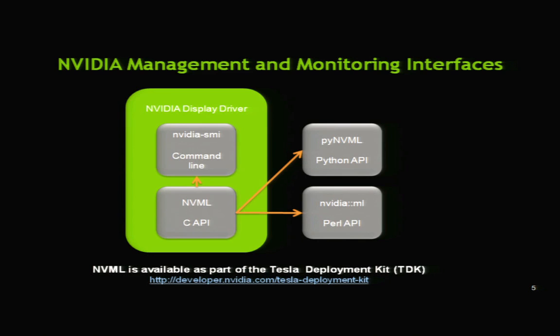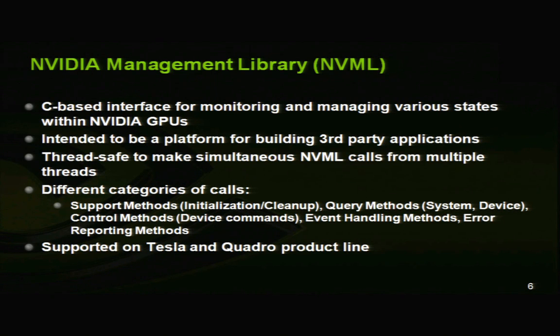From the tool points of view, NVIDIA is providing the so-called NVML library, NVIDIA Management Library. It's a C API, and on top of this is an NVIDIA SMI command line tool, which I would like to introduce a little bit later. And for the NVML library, we also have bindings for Python and for Perl. You can download this NVML library from this website, developer.nvidia.com Tesla Deployment Kit.